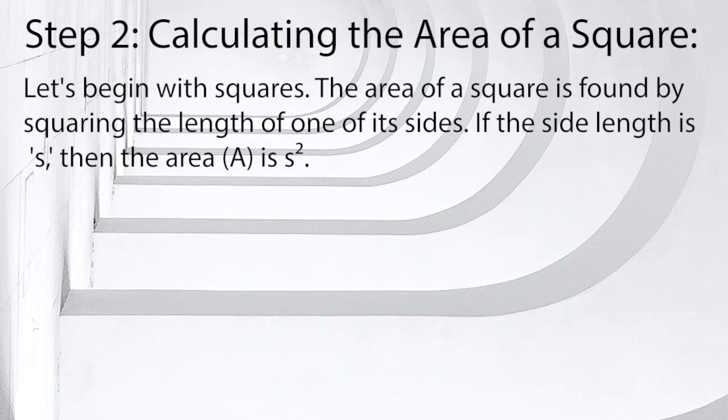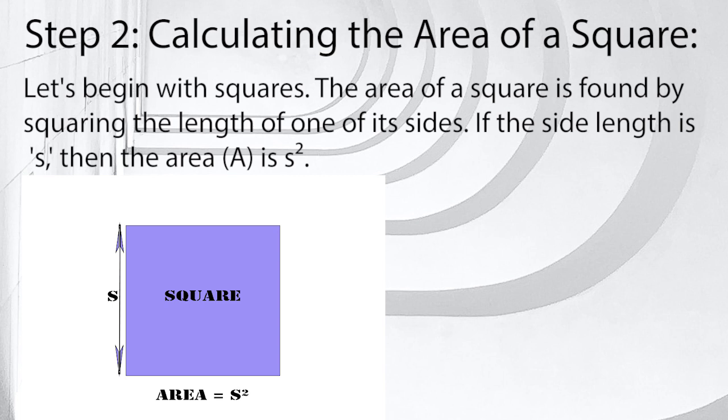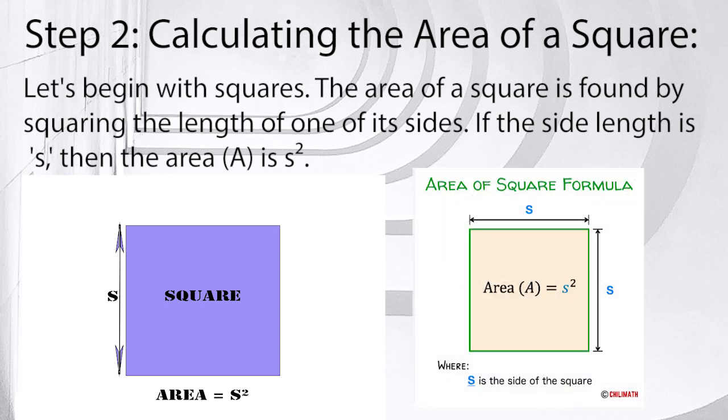Step 2: Calculating the area of a square. Let's begin with squares. The area of a square is found by squaring the length of one of its sides. If the side length is s, then the area, A, is s squared.